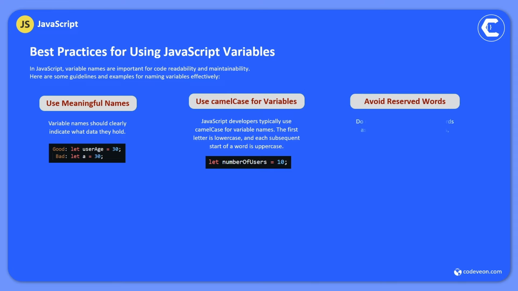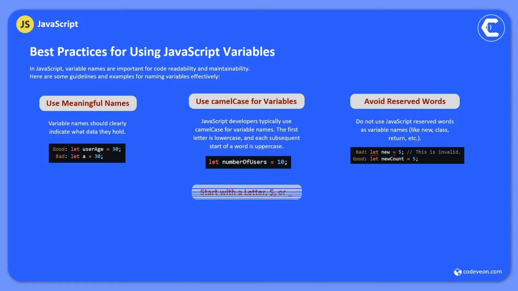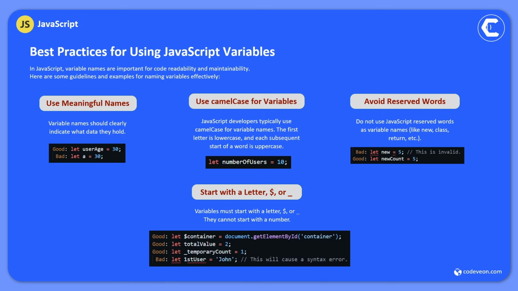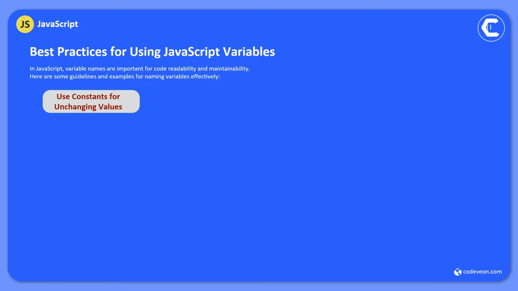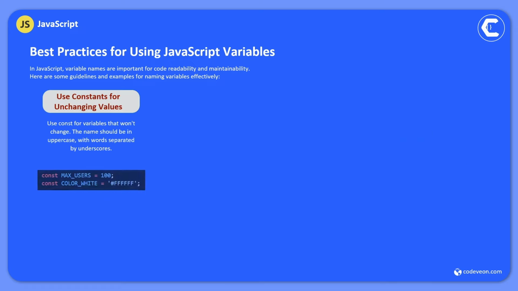Avoid reserved words. Do not use JavaScript reserved words as variable names, like new, class, return, etc. Start with a letter, $, or underscore. Variables must start with a letter, $, or underscore. They cannot start with a number. Use constants for unchanging values. Use const for variables that won't change. The name should be in uppercase, with words separated by underscores.